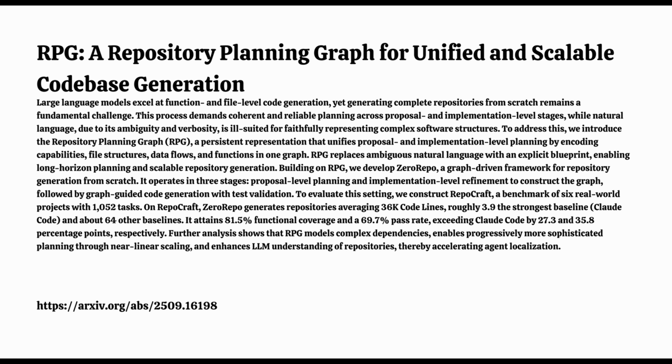Exactly. The RPG provides that global structure. The agent doesn't have to guess or search inefficiently through thousands of lines of code to find where to add a feature or fix a bug. The research reported that using the graph guidance cut down the effort needed to locate the right code spot, the localization effort, by 30 to 50%.